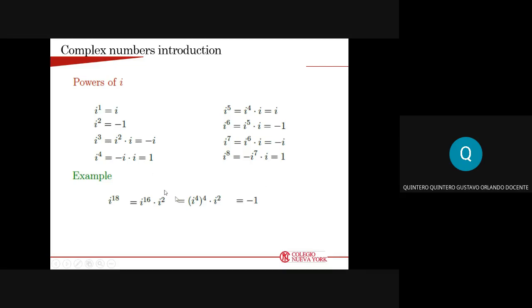So we have 1 to the 4th, which is 1 again. 1 times whatever is that whatever. So i to the 2nd power is -1, meaning the solution is -1. Beautiful stuff here, right? Okay.